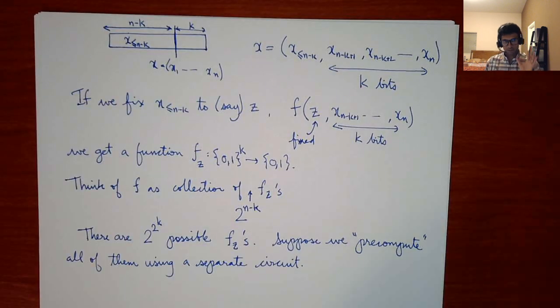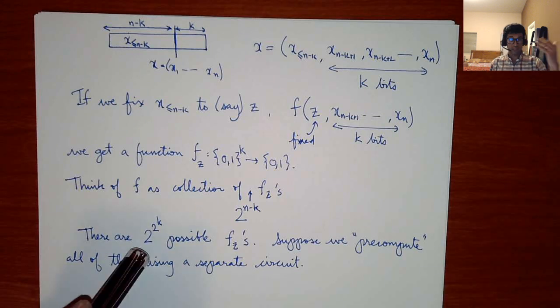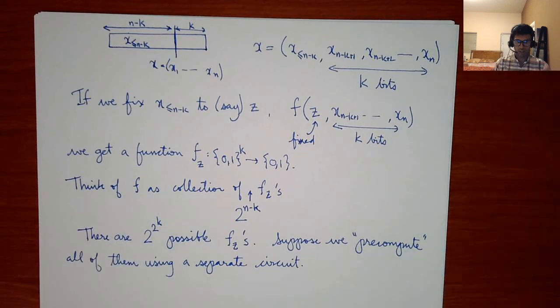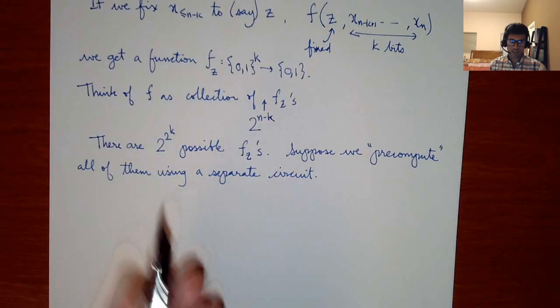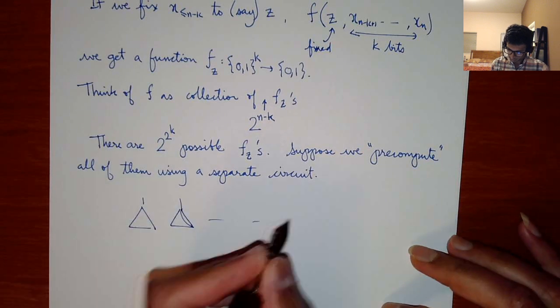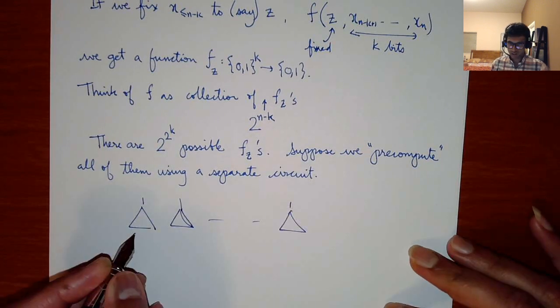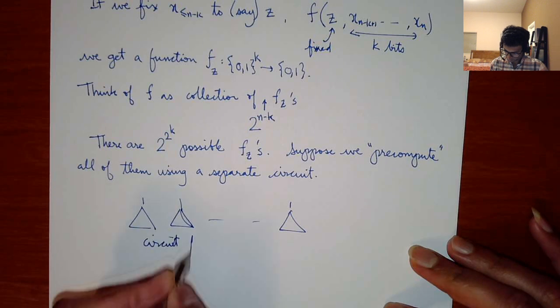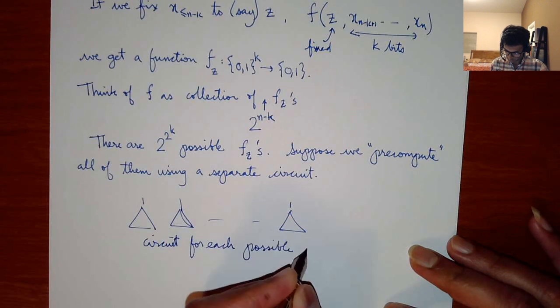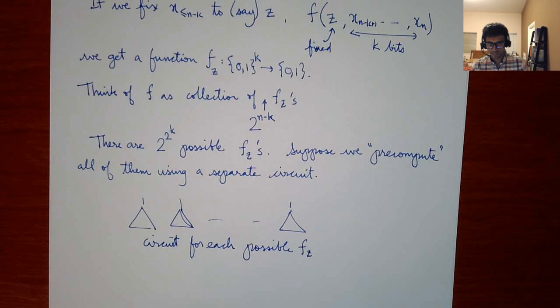It's going to say, well, hold on a bit. Let's break the input into the first n minus k bits and the last k bits. Now there are 2 to the 2 to the k possible functions on k bits. Let's just construct a circuit for each of them. So for each possible fz, we'll go ahead and construct a circuit. This is a circuit for each possible f of z.